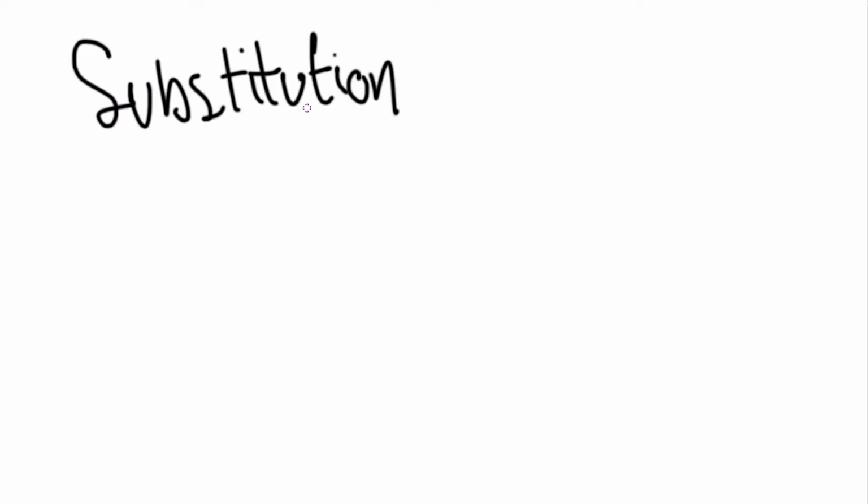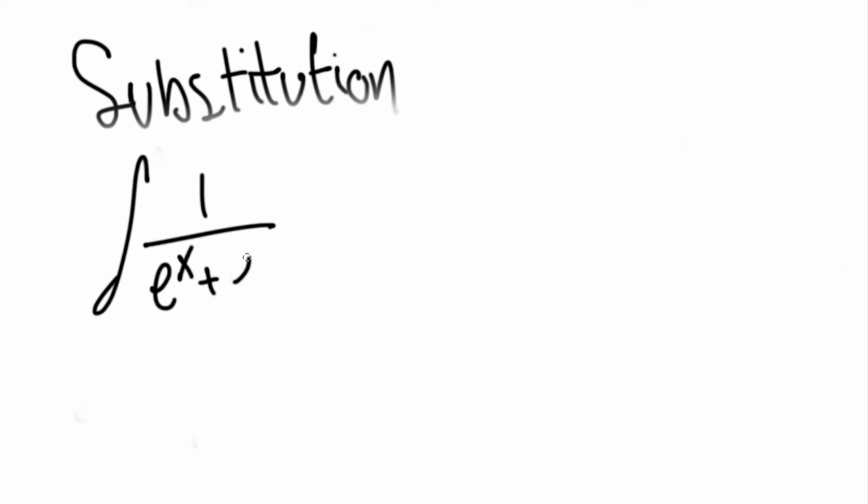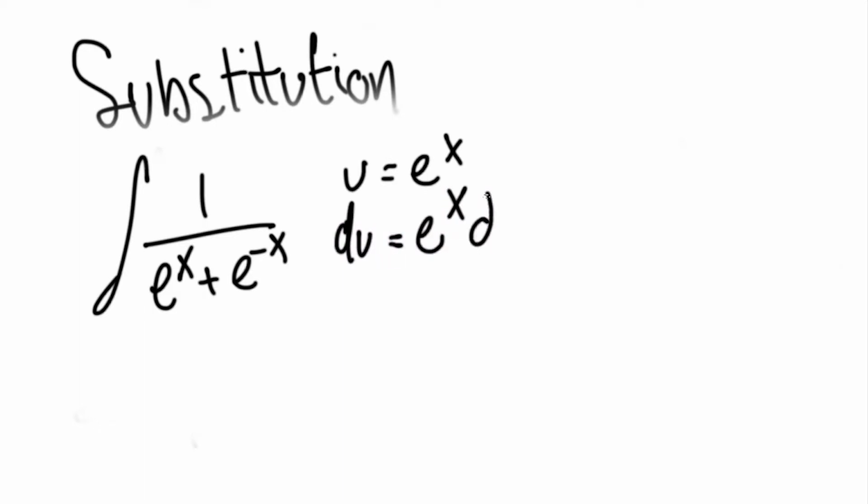So let's start with substitution. Substitution you should have already done by now. Let's use an example that's a little bit more complex. We have 1 over e to the x plus e to the negative x. We can't exactly pinpoint what we need to find for our u substitution, right? If we use e to the x for u, our derivative is e to the x dx. And once we've plugged in our e to the x down here, we don't have an e to the x by which we can multiply our dx, right?